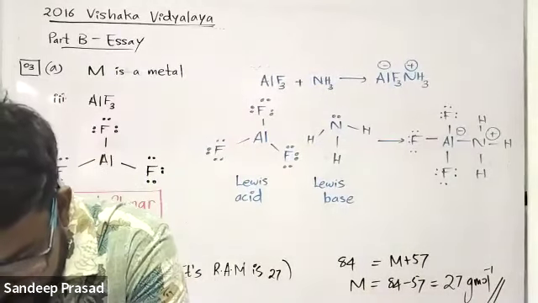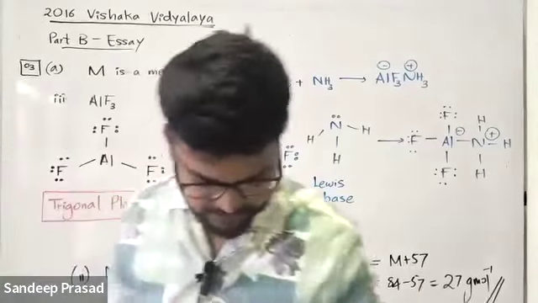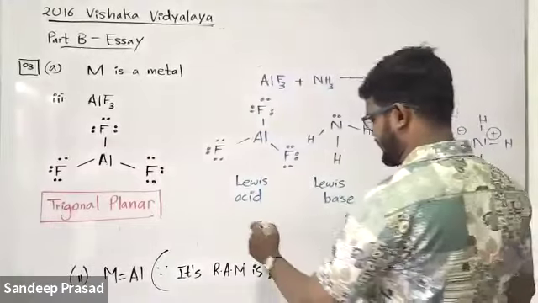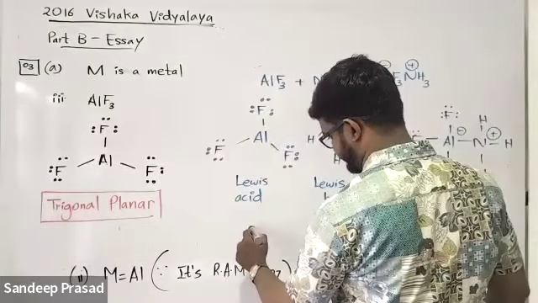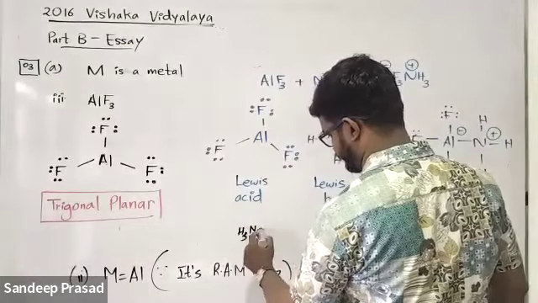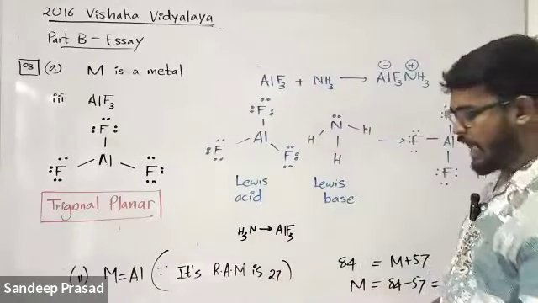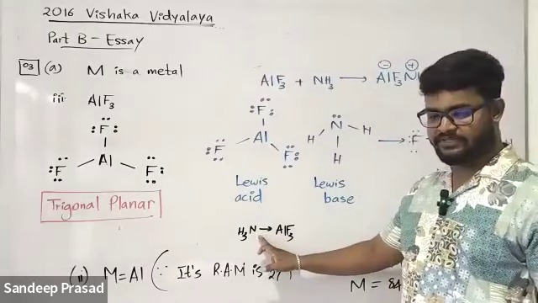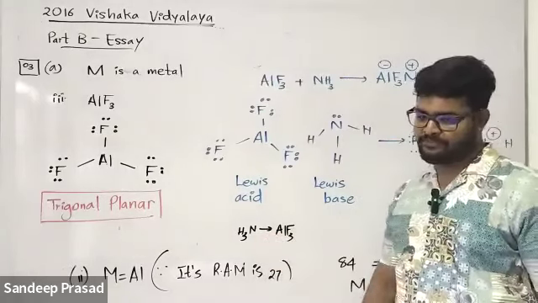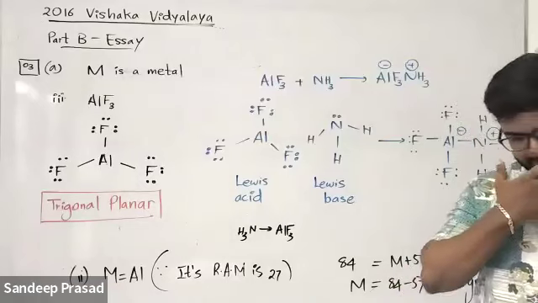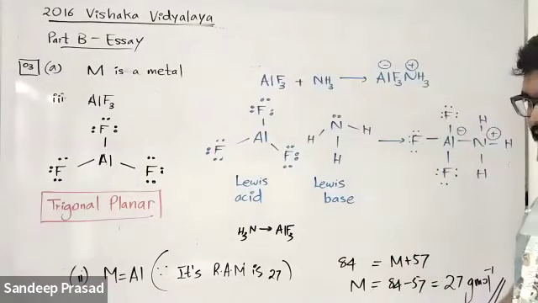Sir, can we draw an arrow instead of writing plus and negative? Yes, that's correct. Some people use this kind of notation also. So this is also correct. The arrow should start from ammonia, nitrogen, and go to aluminium, because nitrogen is the one giving the electron, right?